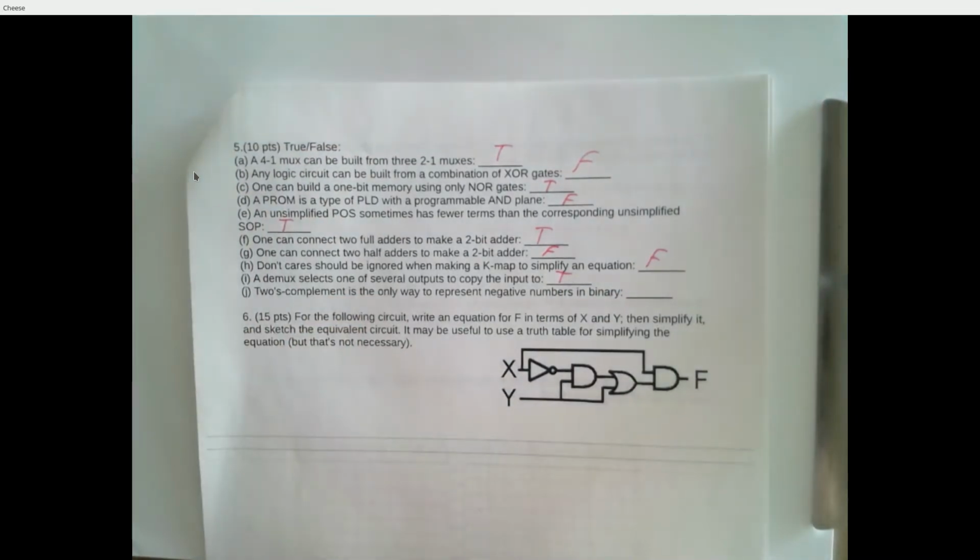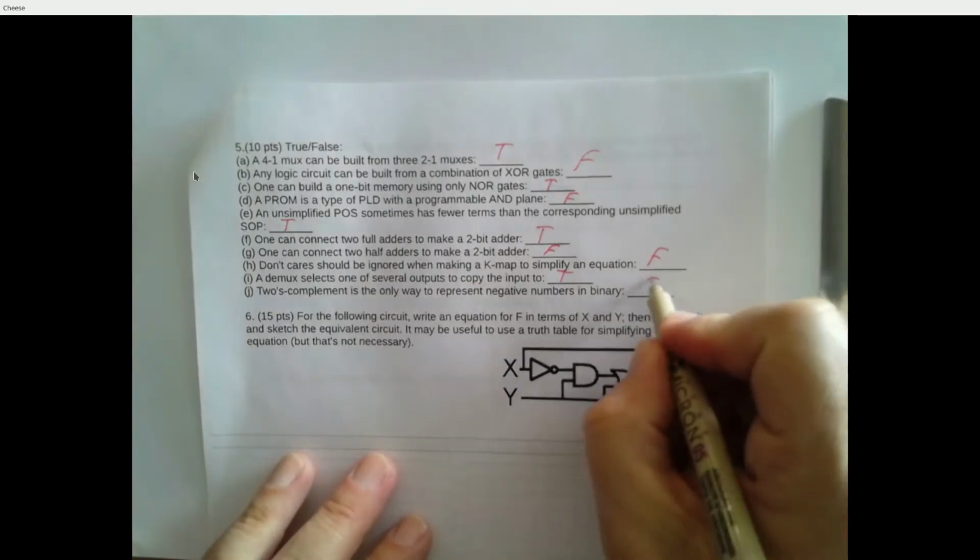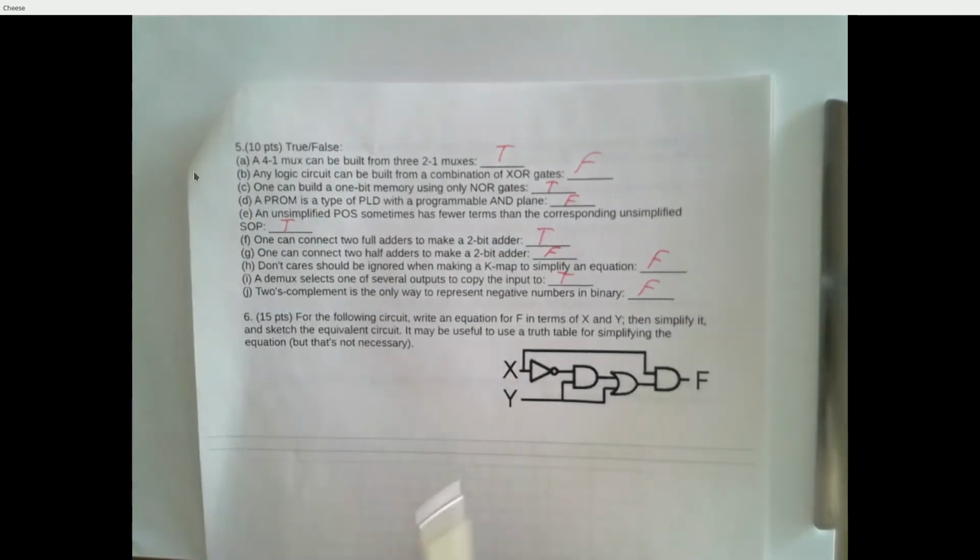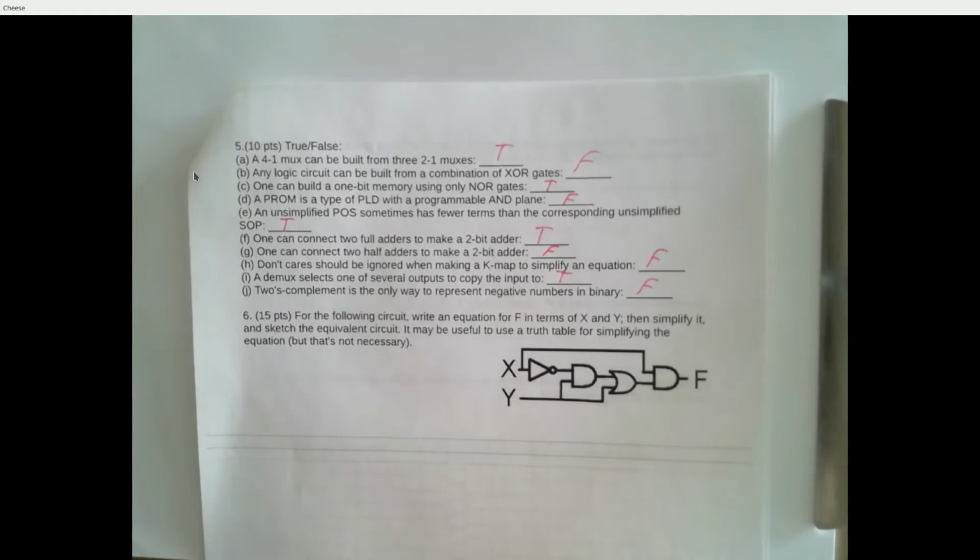2's complement is the only way to represent negative numbers in binary. That's false. What's another way? Yeah, you could use 1's complement. There is such a thing, you just don't add the extra 1. Or you can use signed magnitude, where you have an extra bit that says is this positive or negative. Or you can use magic unicorn dust. There's a lot of different ways to do it.